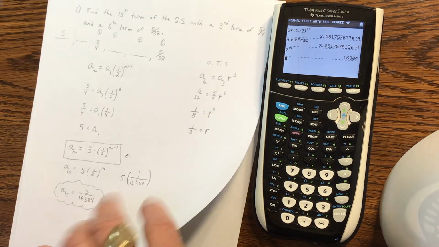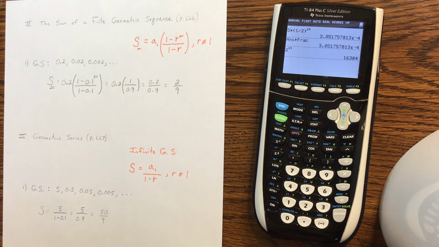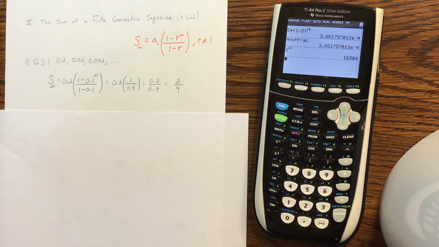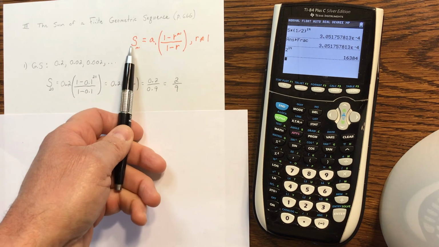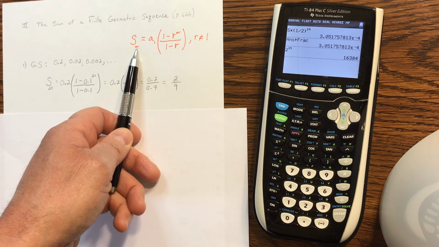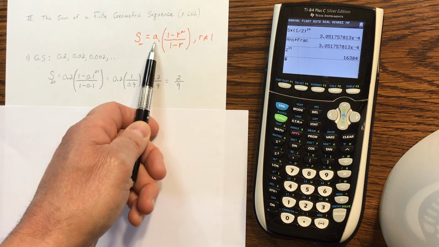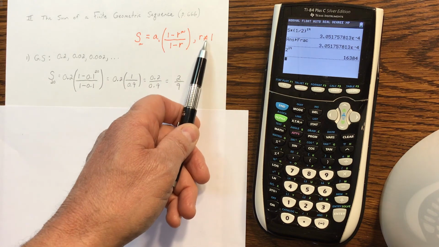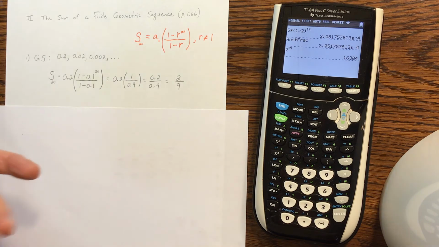All right, the next thing we're going to look at is Roman numeral 2, finding the sum of a geometric series. Here is that formula. This is a capital letter S. That means summation of how many terms you want to do, which all depends on the question. A sub 1 is the first term of the sequence, r is your common ratio, and very important, your common ratio cannot be 1.